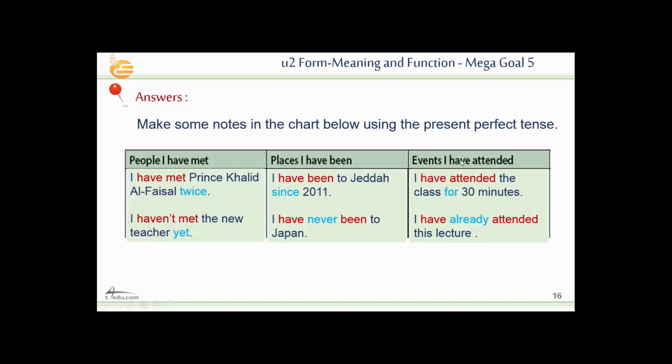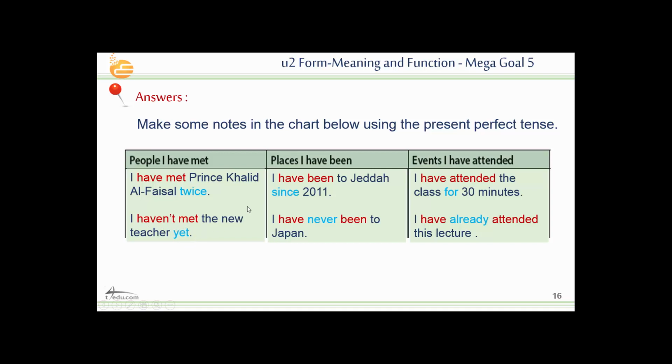Okay? Now, let's see the examples. People I have met. I have met Prince Khalid Al-Faisal twice. We use the present perfect, I have met, and we use the time expression twice. It's a clue and a keyword for the present perfect. Number two. I haven't met the new teacher yet. Yet here is used with the negative. Because here I use the negative, I can use yet.